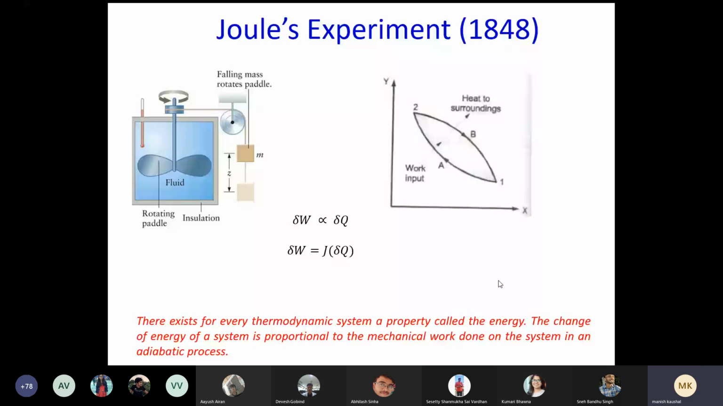Okay, so what Joule did, Joule did this experiment in 1848. I may be wrong, it might be 1840, whatever, it doesn't matter, but that's a rough timeline. And his experiment was as I am going to describe.